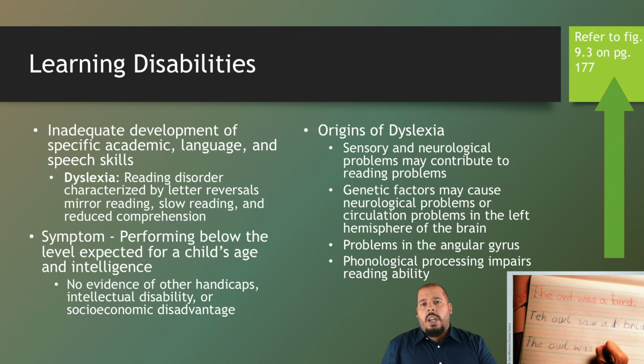Onto material from chapter 9 we didn't get to in class. One of the disorders I needed to discuss was dyslexia. Dyslexia refers mainly to difficulties in learning to read and is generally diagnosed in the first few years attending school. It is characterized by letter reversal, mirror reading, slower reading, and reduced comprehension. Dyslexia may be diagnosed if these symptoms are noticed in children and all other possibilities have been ruled out, such as other handicaps, intellectual disabilities, or socioeconomic disadvantages.